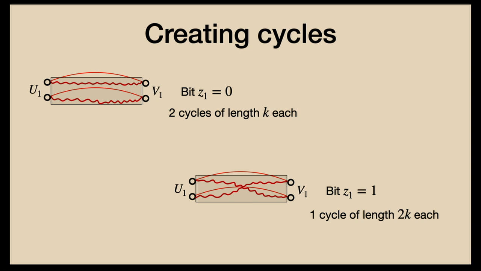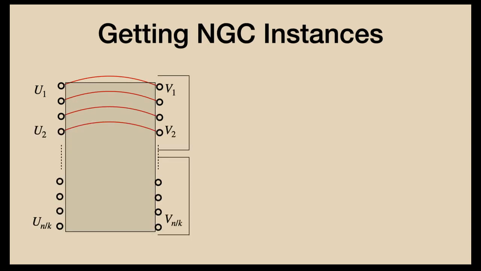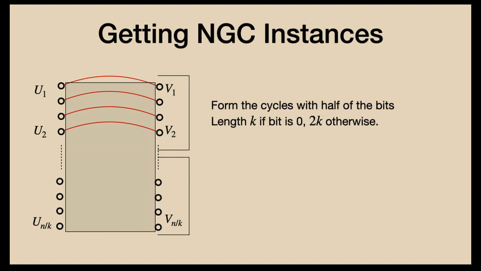So this is how we're getting our cycles, and the difference in cycles comes from the bits. Finally, we want our exact NGC instance, and what we're going to do is set the remaining half of these bits to be noise. Basically, don't add any edges. And when you do add the edges, that's going to create the cycles for you, as we said, length k if it's 0, 2k otherwise.